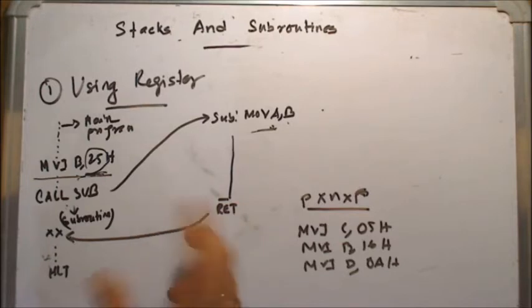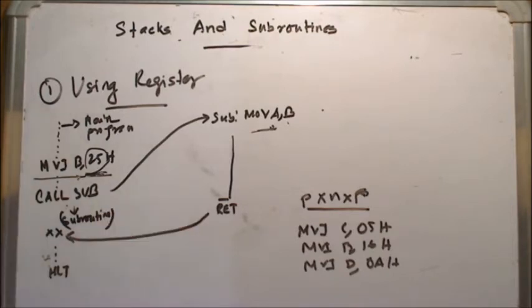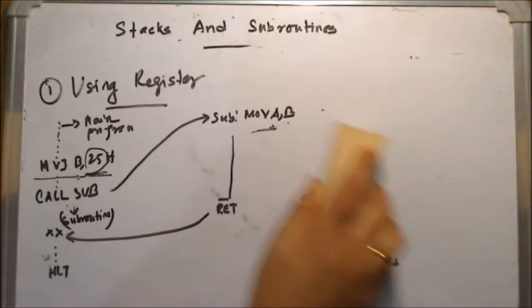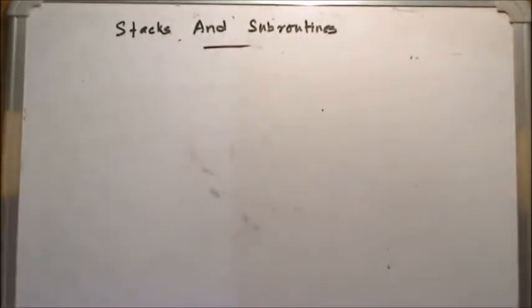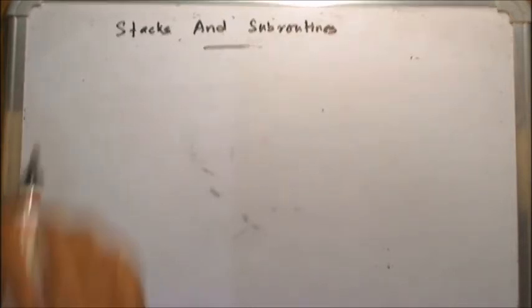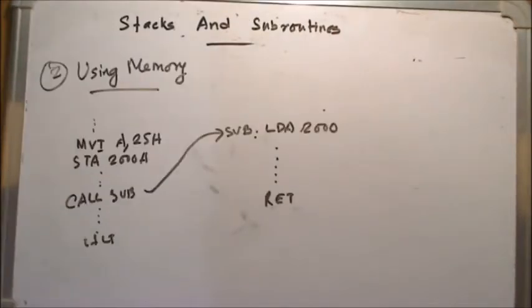So this problem is overcome by using memory. You have 64 kilobytes of memory, so you can use as many memory locations as you want. Okay, so let us go to the next way of passing parameters using memory. Okay, now I'll show you how to pass the parameters using memory.